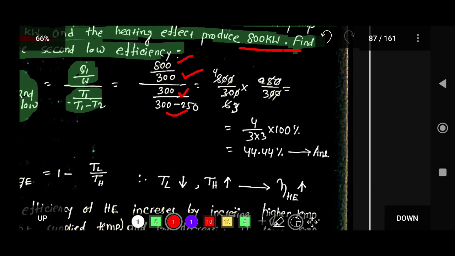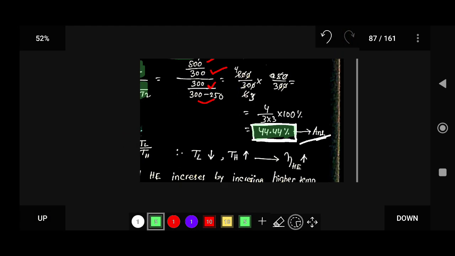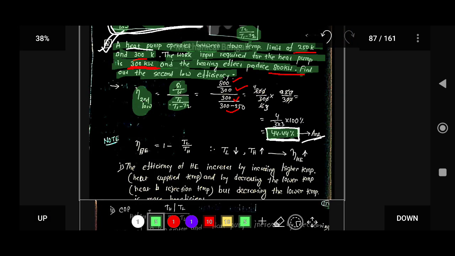So from here you can get the value, that is equal to 44.44%. Okay, so 44.44%, this is the answer. Okay, so this is the second law efficiency.